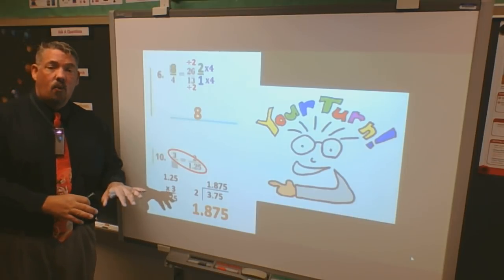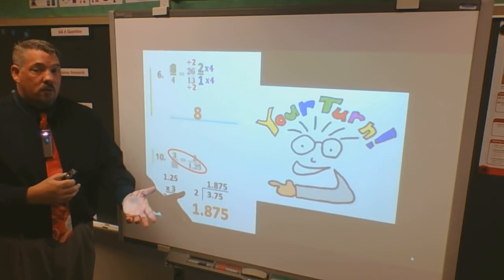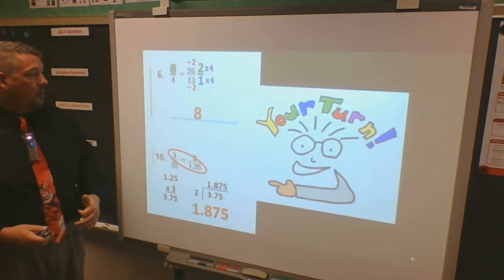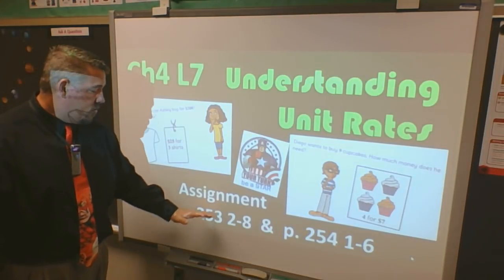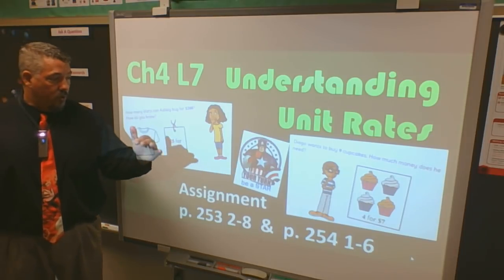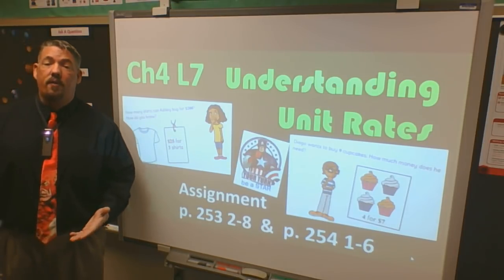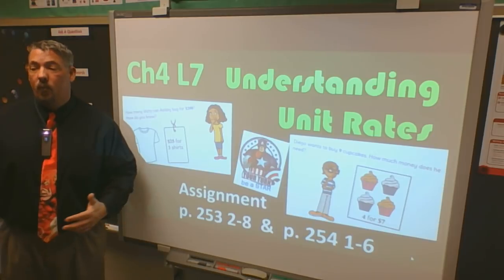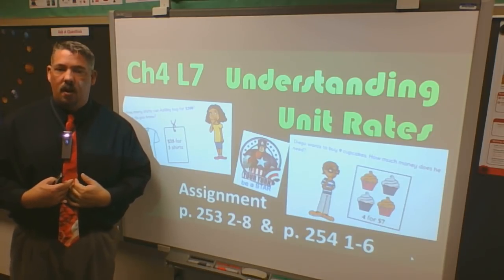So if you didn't get to the right answers, and you don't see why you didn't get to the right answers, come and ask me. As you're doing your homework then, you have page 253, 2 through 8, and then on the back page, the review is 254, questions 1 through 6. You may ask for help from one of your classmates or come to me, and I'm happy to help.